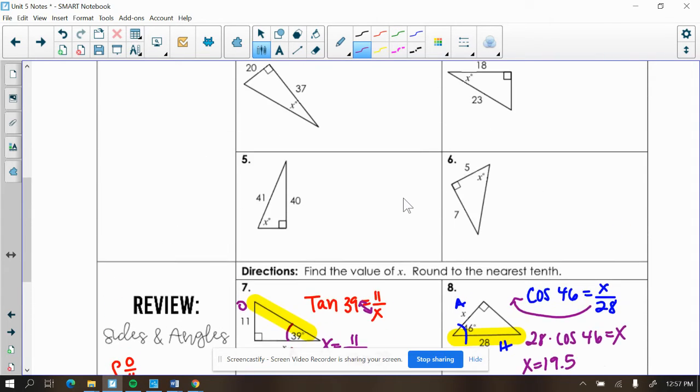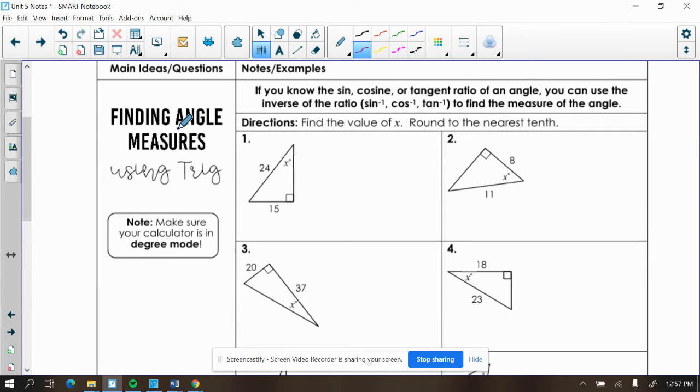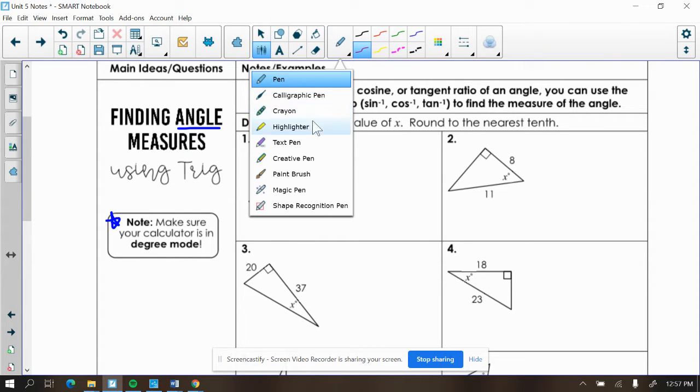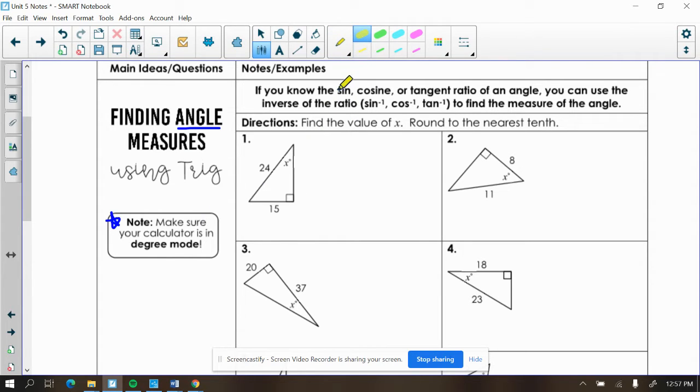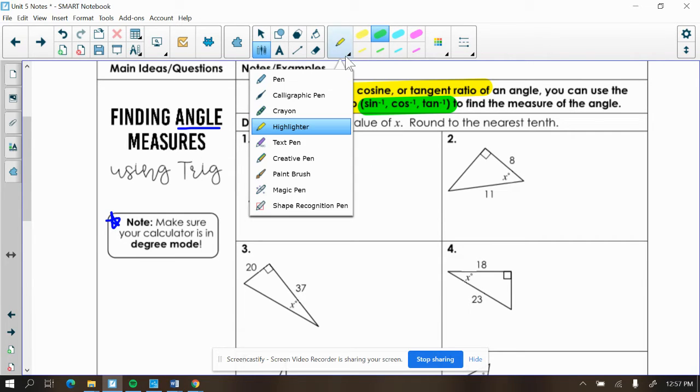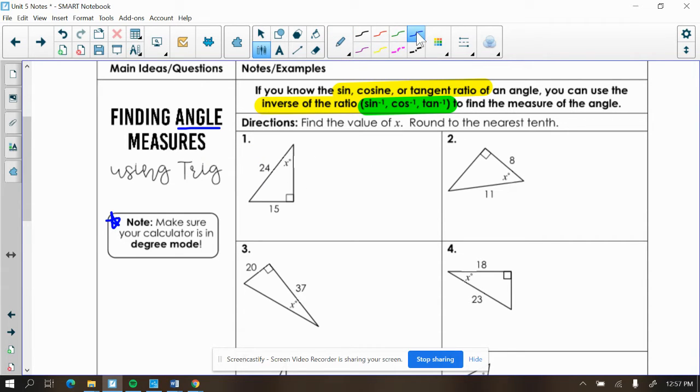Okay, so today we're going to find the missing angle measures now. We're still using those trig ratios that we need to know, and our calculator still needs to be in degree mode. The main difference here is that before we were using sine, cosine, and tangent ratios. Now when we plug that in, we're using the inverse. So when we look at our calculator, we're going to have to find these functions instead. I'll show you why once we go through these examples.